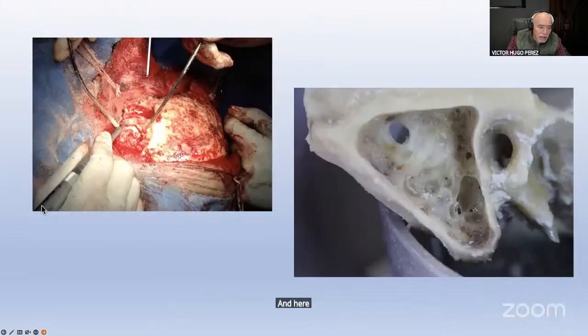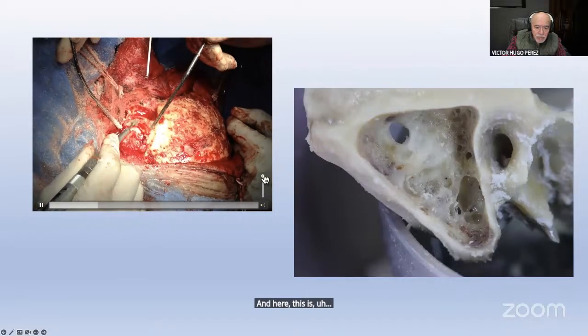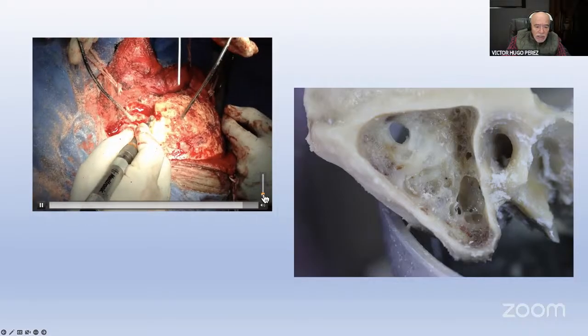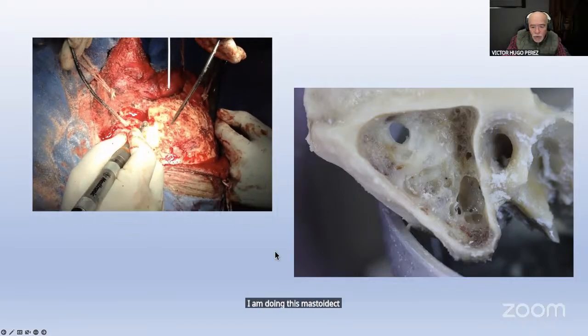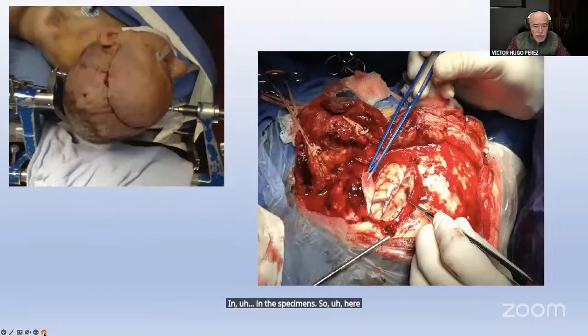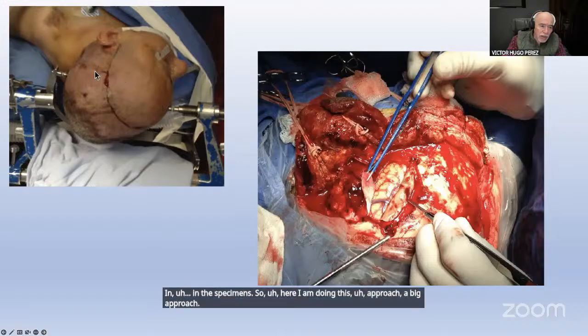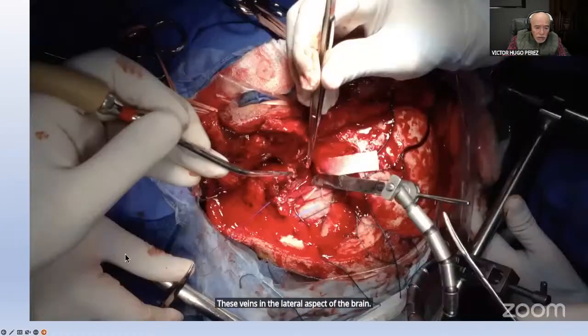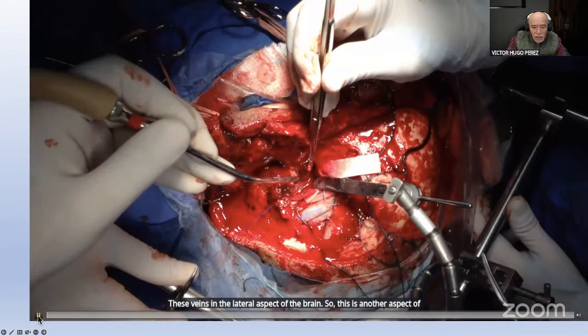I am doing this mastoidectomy, but it's very important to make exercise, to make dissections, to make this kind of surgical procedures in specimens. So here I am doing this approach, a big lateral approach of the skull. Here we have the temporal bone, and we have to respect these veins in the lateral aspect of the brain. So this is another aspect of this surgery.